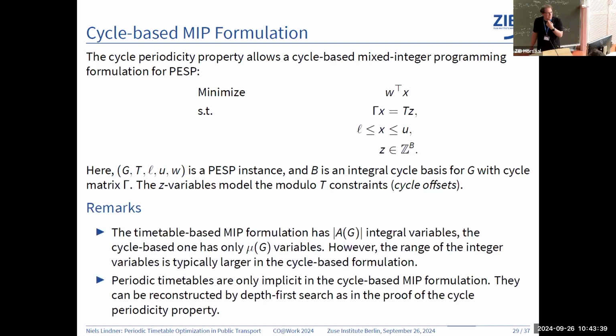It's not necessary, in fact, to understand the nature of timetabling, which is interesting, but you can reconstruct it again with the depth first search procedure. And the formulation we had before had as many integral variables as there were arcs. This one has only as many as there are linearly independent cycles, and this is less. That's why this is important. The downside is that the range of those variables might be larger. So it's a trade-off, but it's a different formulation.